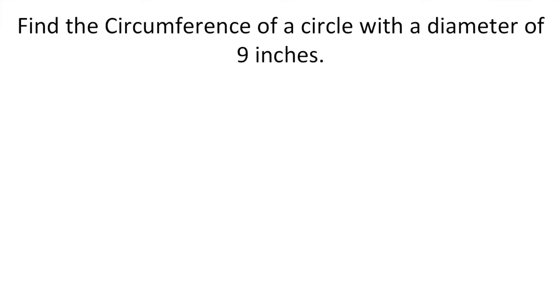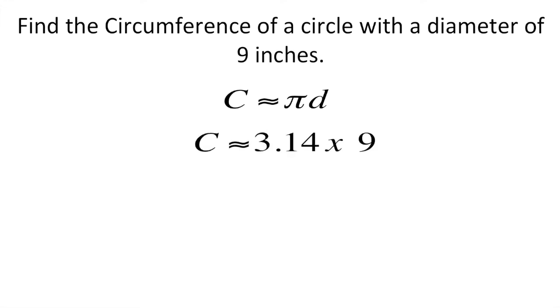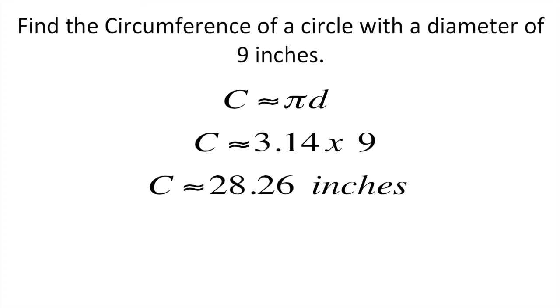Let's look at another example. Find the circumference of a circle with a diameter of 9 inches. All right, same thing. I'm going to start with the formula, and then I'm going to fill in all the information that I know. I don't know the circumference, but I know what pi and d stand for in this case. So the circumference is approximately equal to 3.14 times 9. When I do that multiplication, I'm going to get the circumference is approximately equal to 28.26 inches, or 28 and 26 hundredths of an inch.